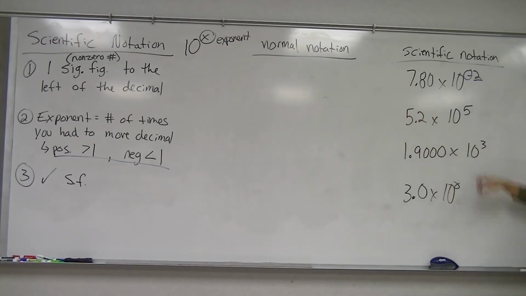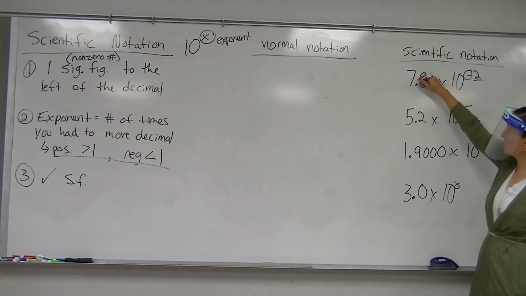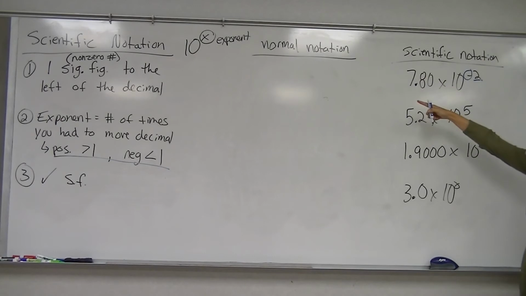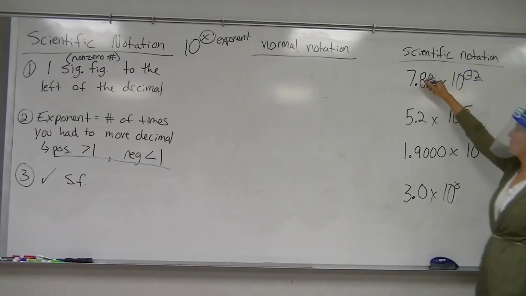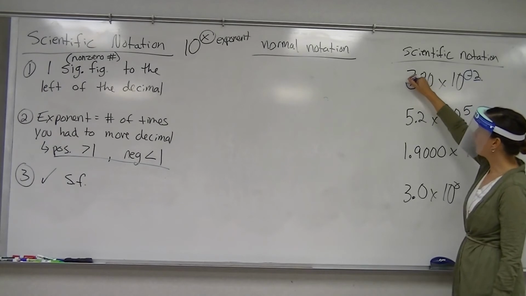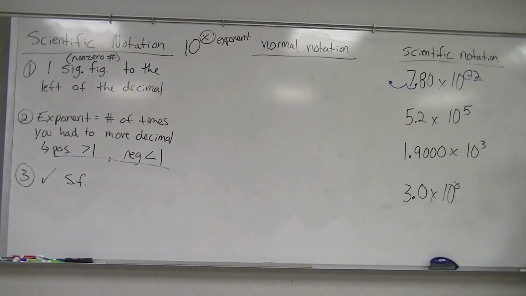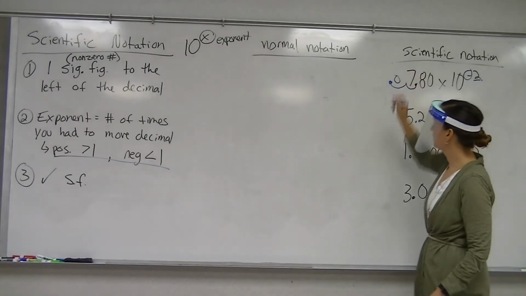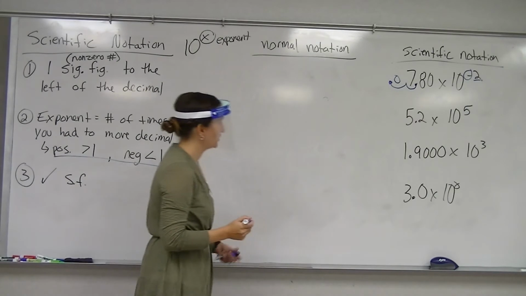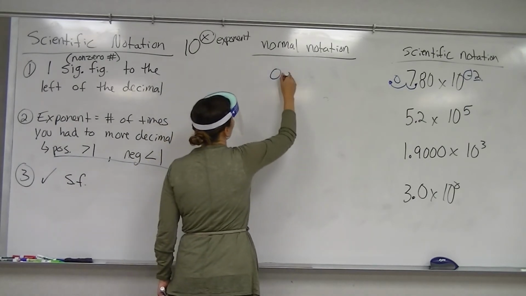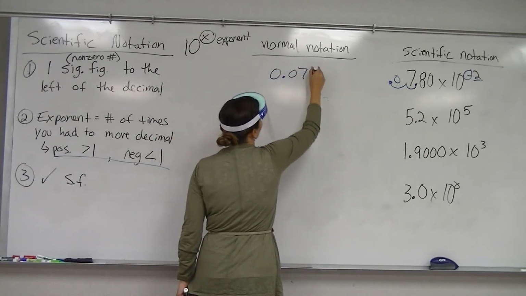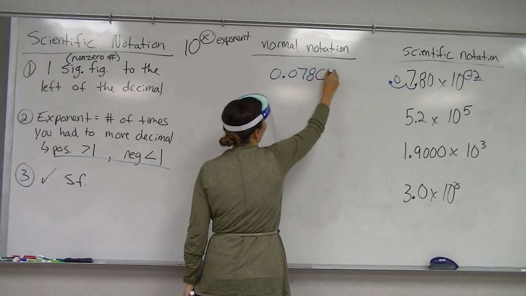How many times? 2. So I'm going to start at the decimal. I know I need to move to the left because of that negative sign. I need to make that number smaller. How many times? We just said 2. So I'm going to go 1, 2. So my new decimal point is here now. What do you think goes in that empty space? 0. A 0, yes, exactly. So my normal notation number, 7.8, and I'm keeping that last 0.